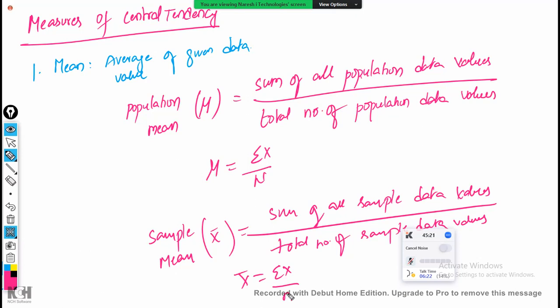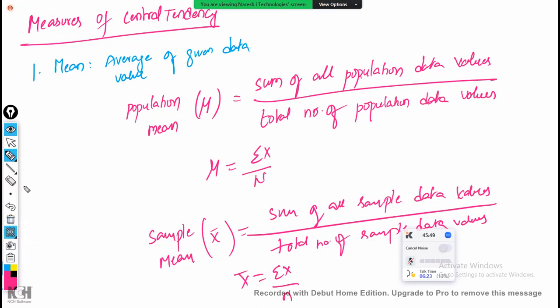If you are considering a statistics exam, in the question they will mention, for the given sample data, calculate the mean. Then automatically we have to calculate the sample mean only. Right? We can't calculate the population mean based on the sample data. Is that clear? Mean is nothing but the average of the given data. The average value of the given data is called the mean.